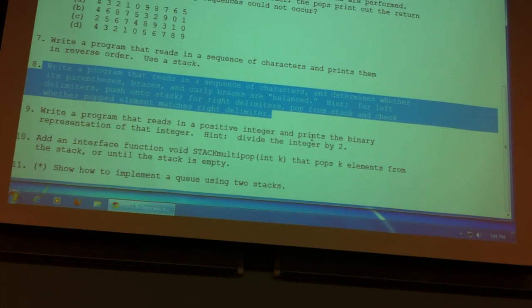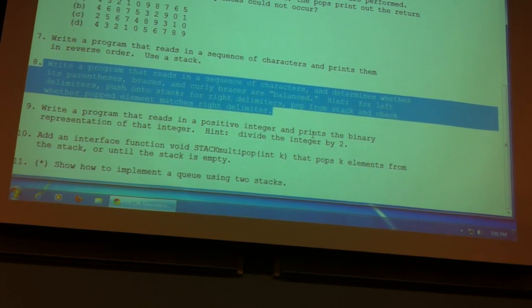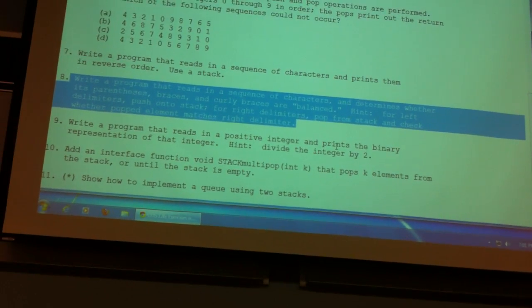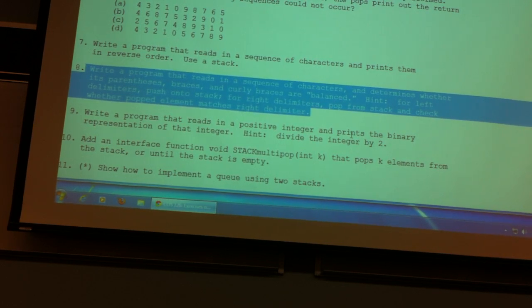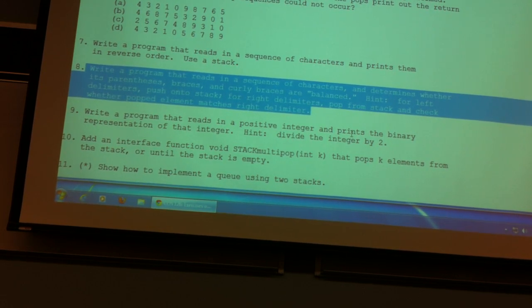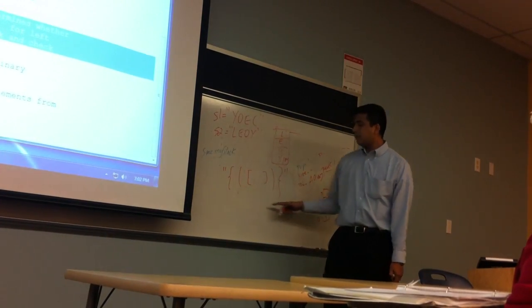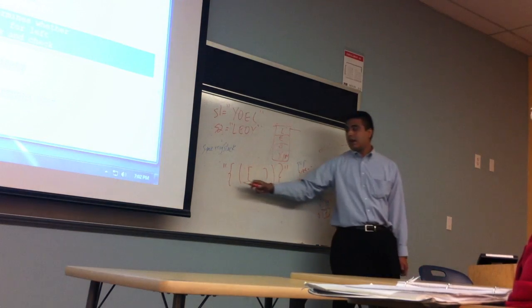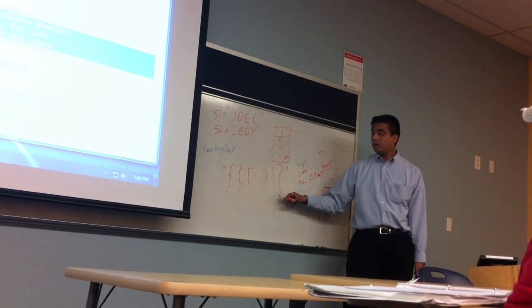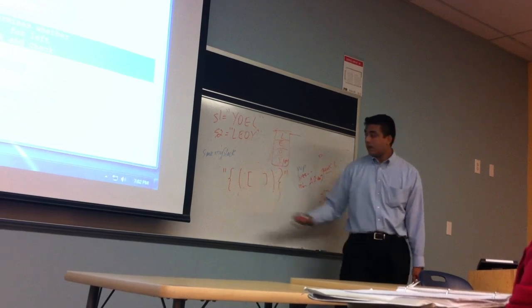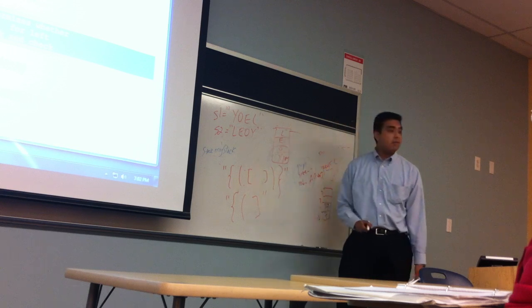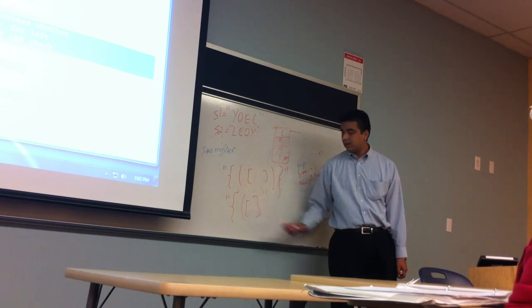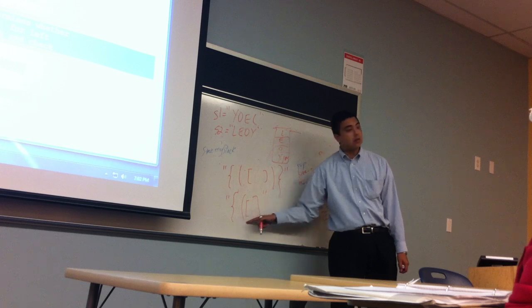So, question number 8. Write a program that reads in a sequence of characters and determines whether it's balanced. Put it simple. It's saying, if you have an expression such as this, the expression is considered balanced, because for every opening, you have a closing. But if I have an expression like this, it is unbalanced. Even if I have this, it is unbalanced. These two are good, but these don't have the closing.